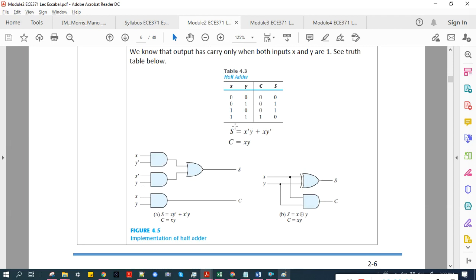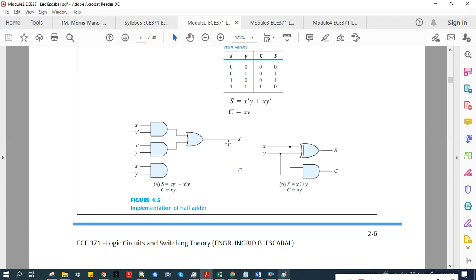Then we already have the function. If we convert this function to the logic gate equivalents, for S we OR x prime y and x y prime. We can do it this way, or we can have the inputs x and y and then add an inverter here instead of y prime here. C is just the AND of x and y.